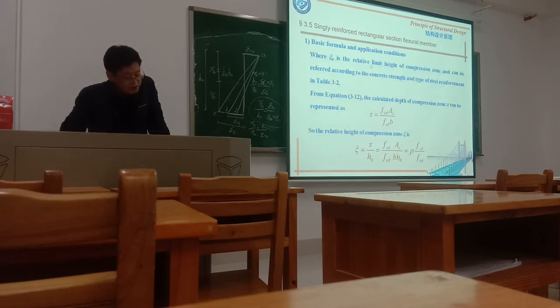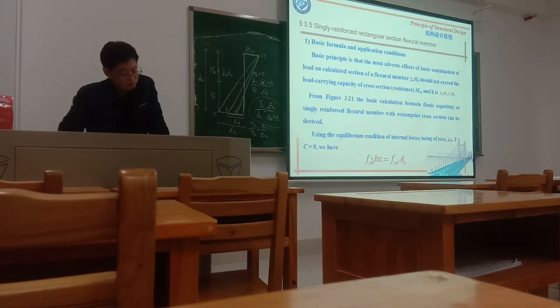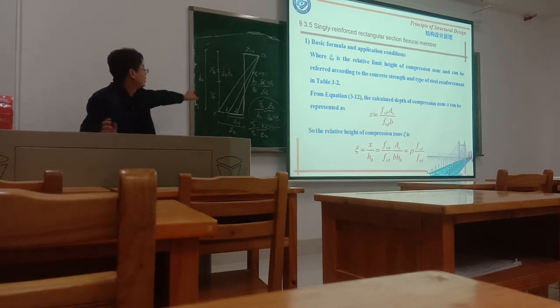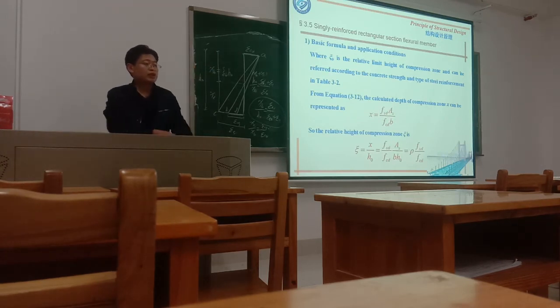Here ξb is the relative limit height of the compression zone and can be referred to according to the concrete strength and type of steel bar in the table in the code. From the equation, the calculated depth of the compression zone x can be represented simply: moving fcd b to this side, x equals fsd As divided by fcd b. So when you know the area of the steel and the material, you can calculate and get the equivalent height of the stress block.